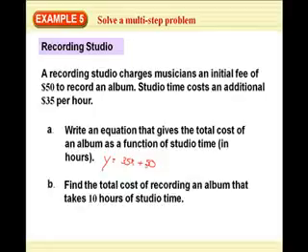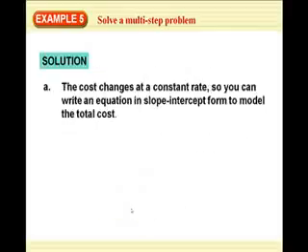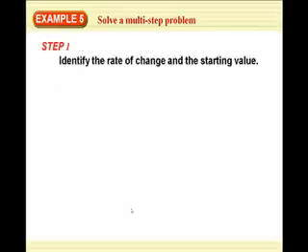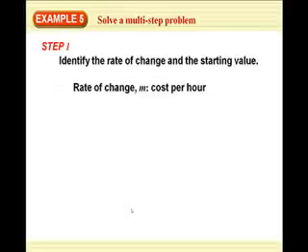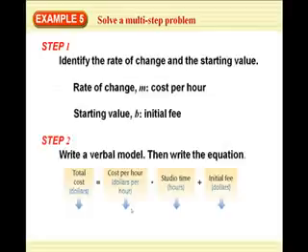Find the total cost of recording an album that takes 10 hours of studio time. So we know that this is how many hours right here. So $35 an hour, that would be $350 plus 50. It would cost us $400 to make our album then. So the rate of change here is $35. The initial fee is 50.